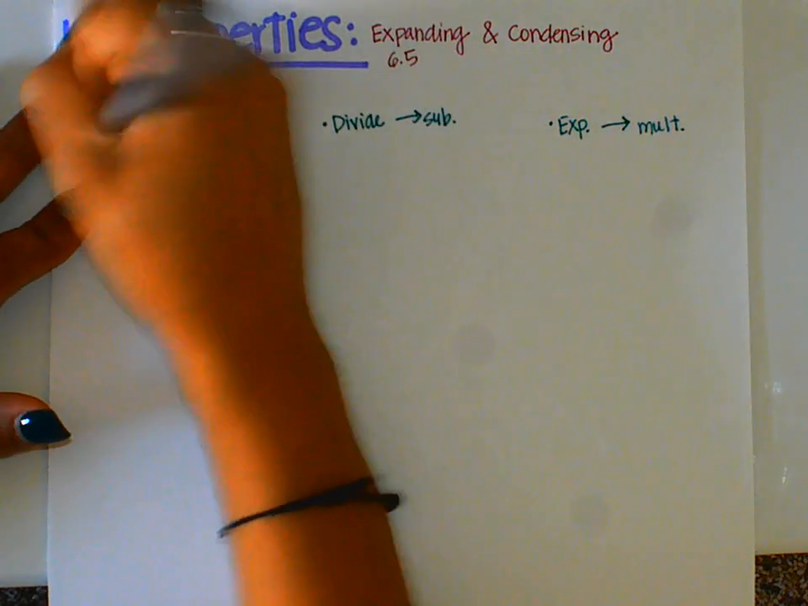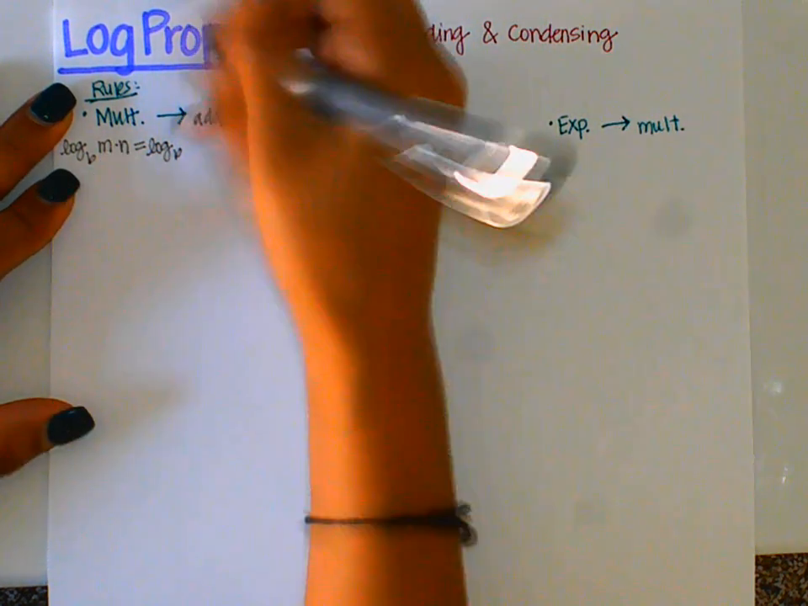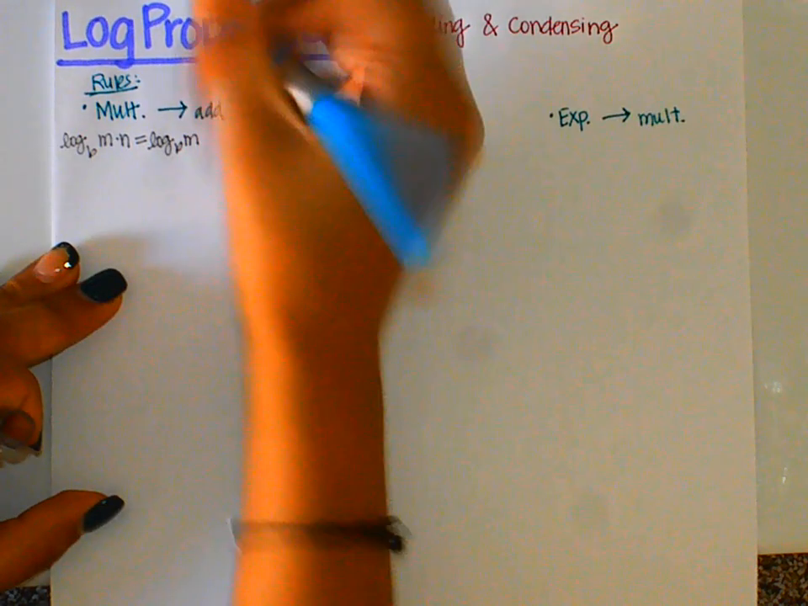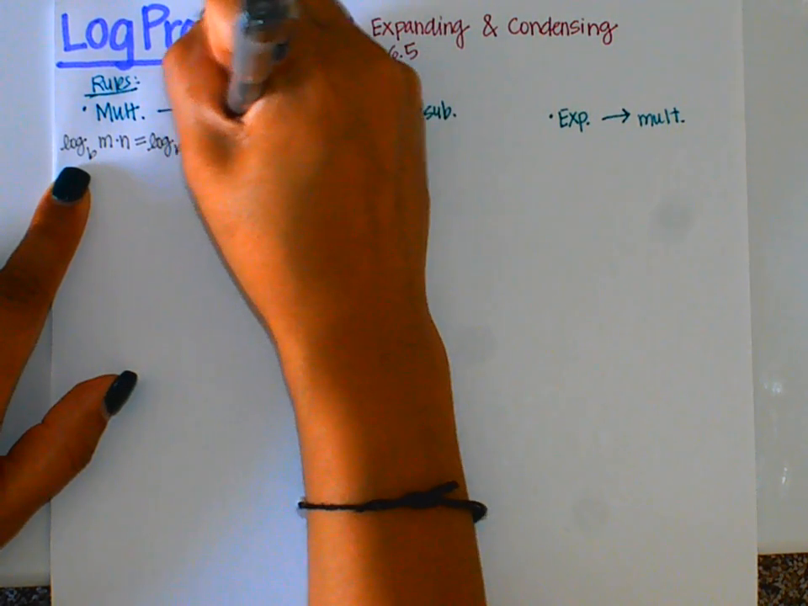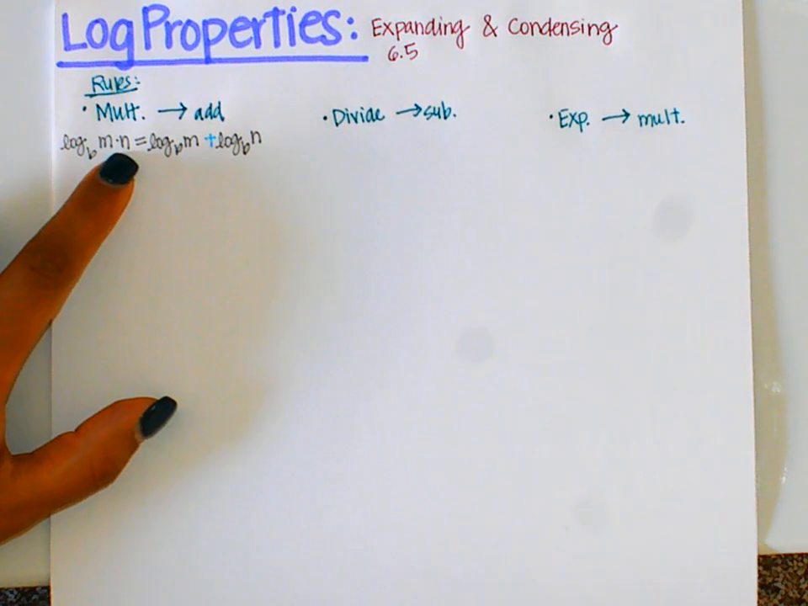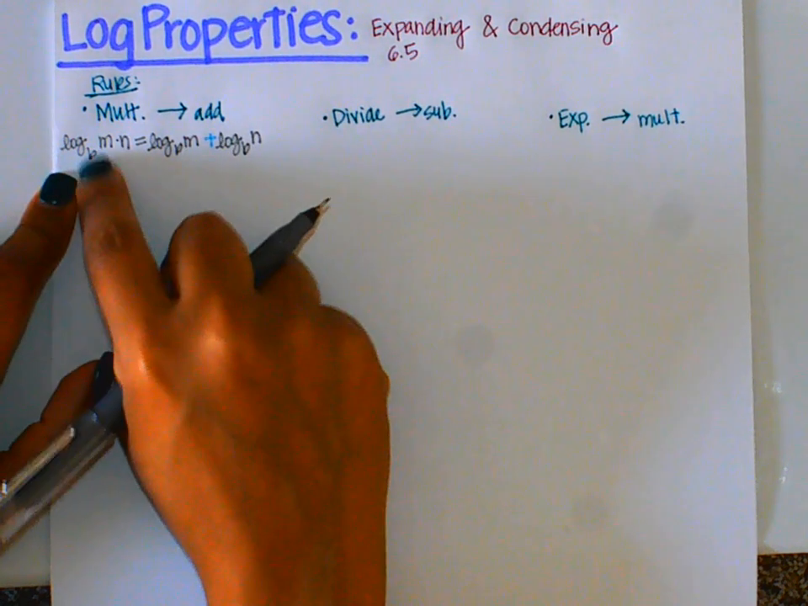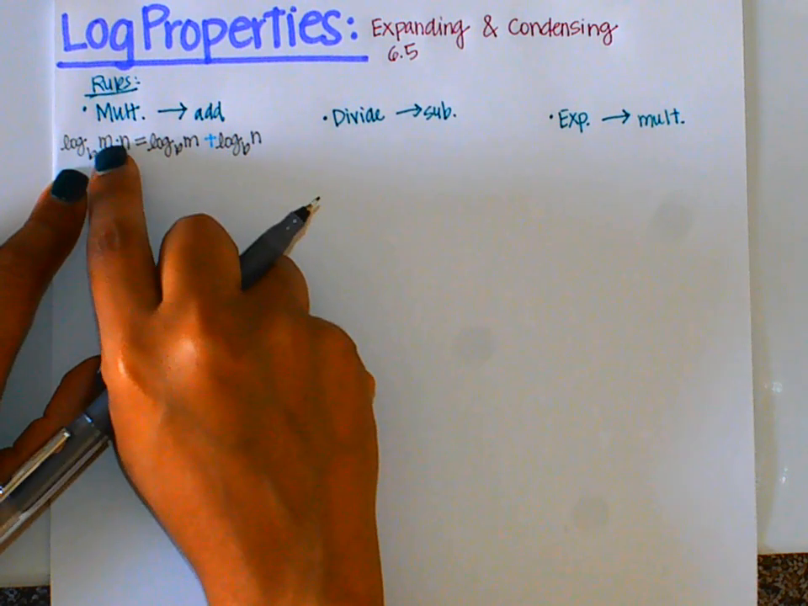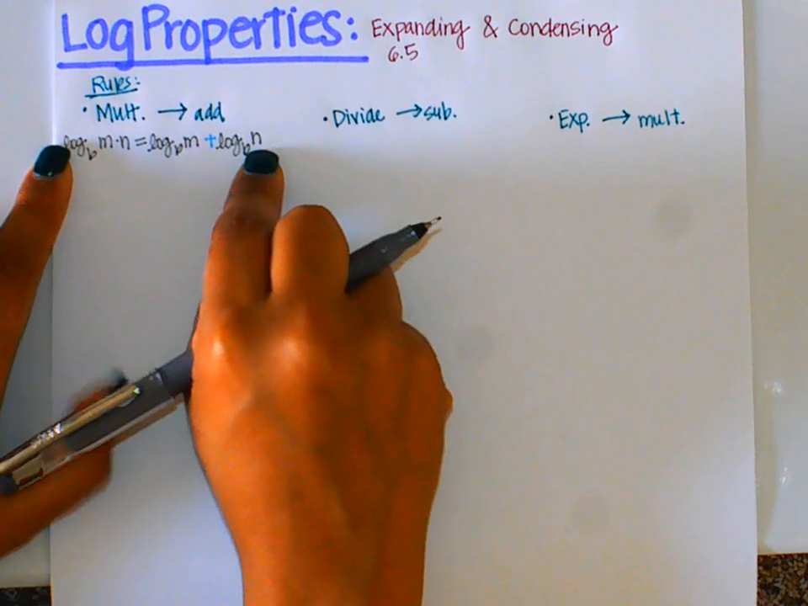So I'm going to take my log base b from here, and I'm going to write my m first. Then I am going to add log base b of our second one. So again, multiplication means we're going to add. Log base b of m times n: I'm going to take the first one, log base b of m, right here, combine it with an addition symbol, and then do the second one, log base b of n.